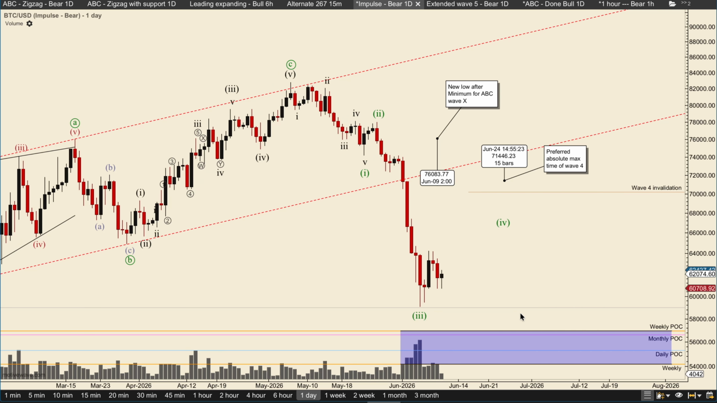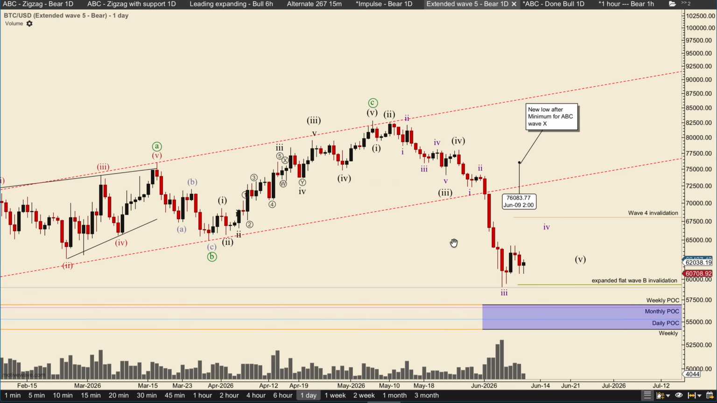You could easily count this as a 1, 2, 1, 2, 3, 4, 5, 4, 5, 4, 5. So you get one more 4. But nonetheless, both of the alternatives are looking for a wave 4 and then more downside.